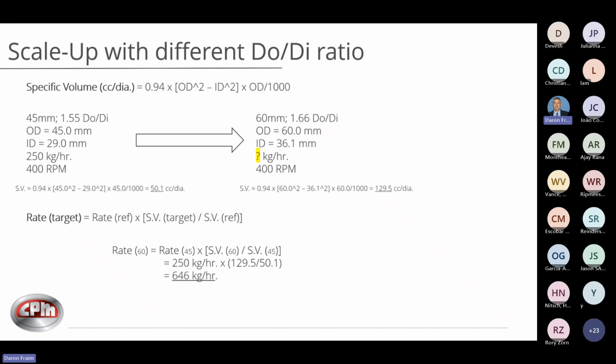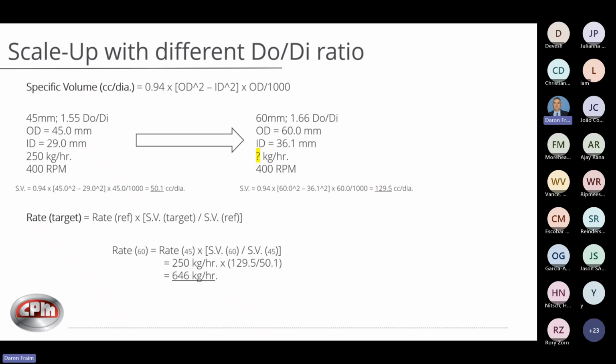But there are other OEMs out there that offer different OD/ID ratios. So if you are moving from a machine, let's say you have a 155 45 millimeter machine and a 60 millimeter 166, how would you scale these? And this is where I move from the cubed term, or exponent 3 term, to what I call specific volume.